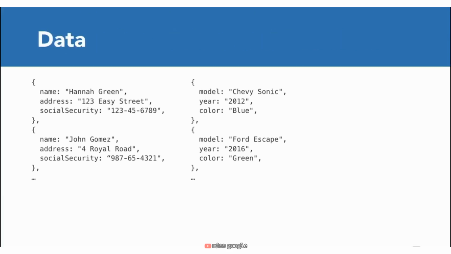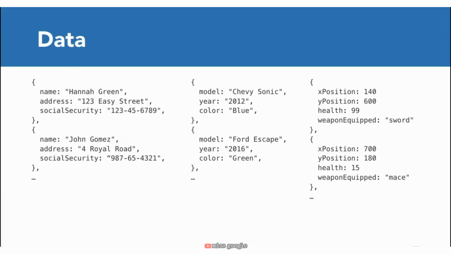First of all, for our purposes, let's discuss what data and functions actually are. For our purposes, data might be any values that a program contains: people's names, addresses, and social security numbers in a payroll program, the models, years, and colors of cars on a used car website, the positions, health levels, and weapons of characters in a video game, anything. All of this is data.